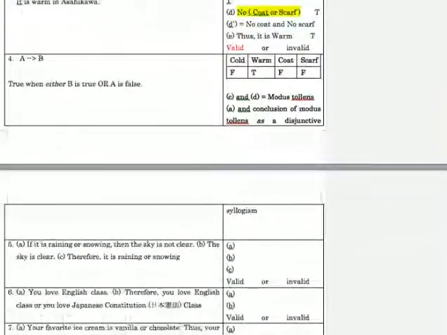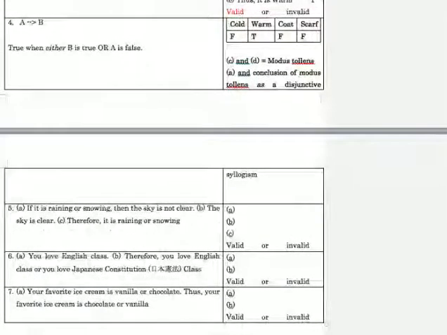All right. So we also did the last few. So if it is raining or snowing, the sky is not clear. So raining or snowing, then not C. C, R or S. All right. So again, we can do this two ways. We can start by trying to make the premises true, or we can see if this matches something we know.